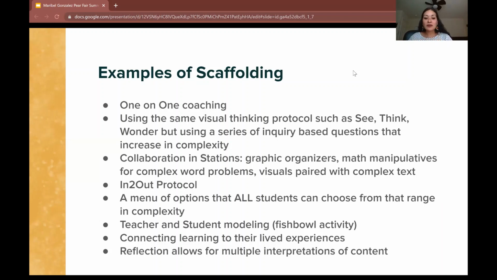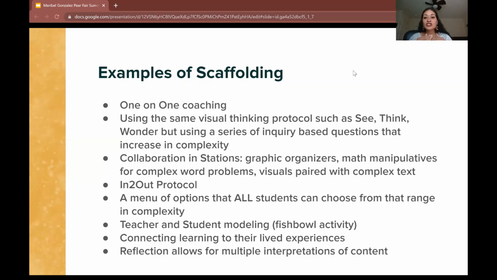You can have them collaborate in stations using graphic organizers, math manipulatives. For complex word problems, you can include visuals paired with complex text. One of my favorite protocols that I like to use for scaffolding is the in to out protocol.